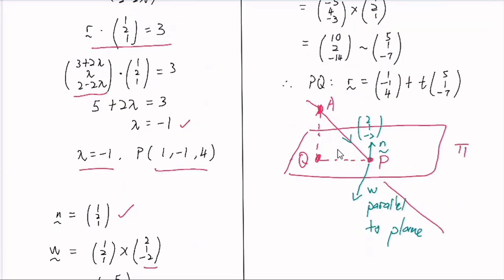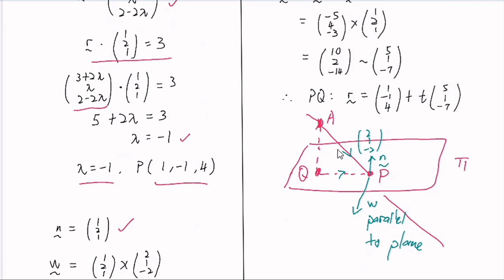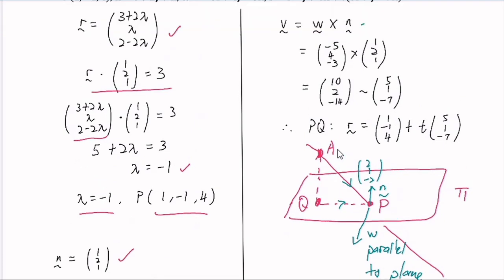Okay, this W is parallel to the plane here. So now we want to find the direction of the PQ. If you want to find the direction of the PQ, we are crossing the W with the N again. Crossing the W with the N in this case will give us a vector that is perpendicular to both the N and the W.